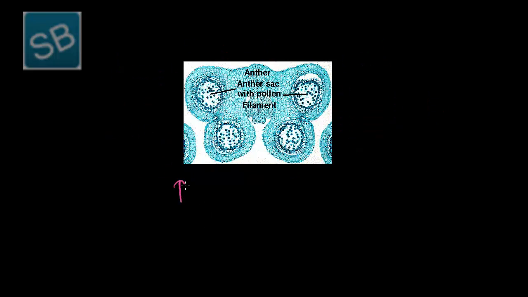This figure describes the mature anther that contains anther sacs which liberate pollen in the form of grains from the pollen sacs.